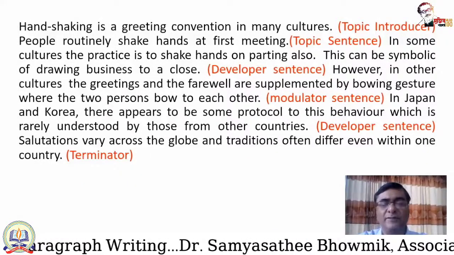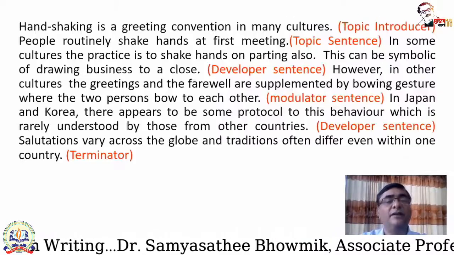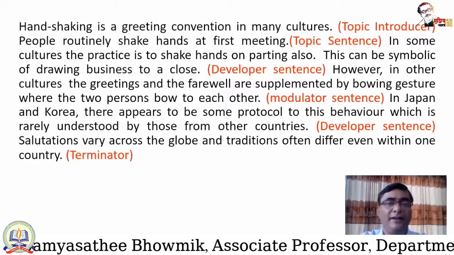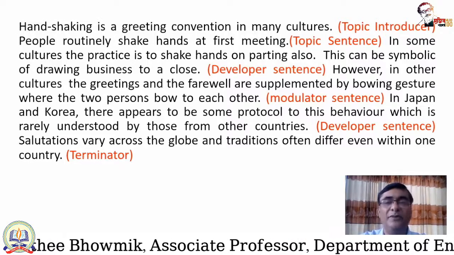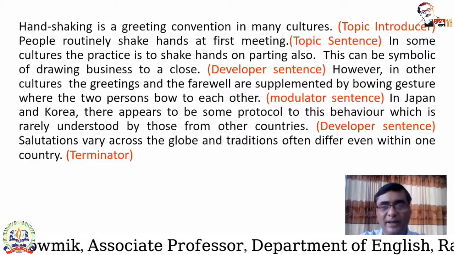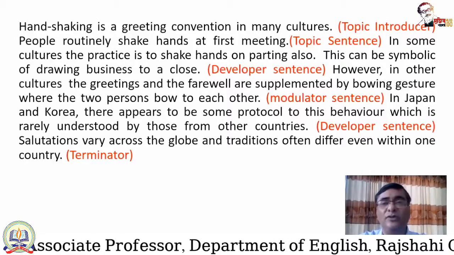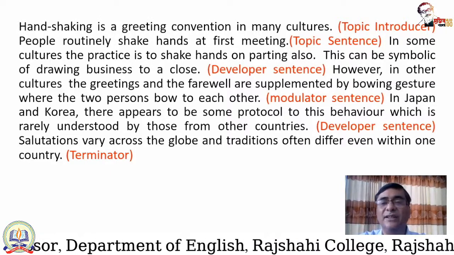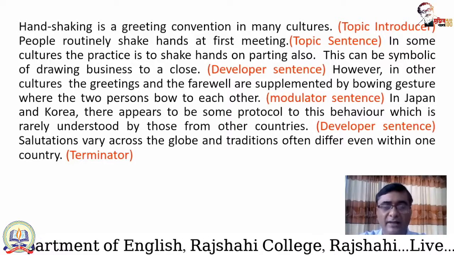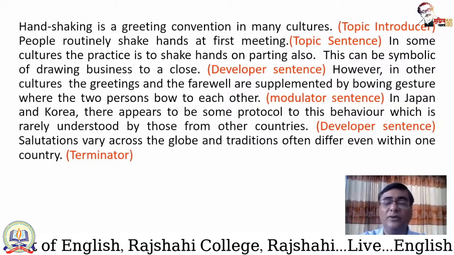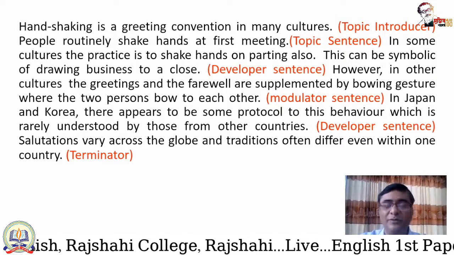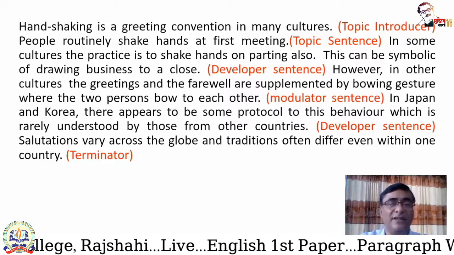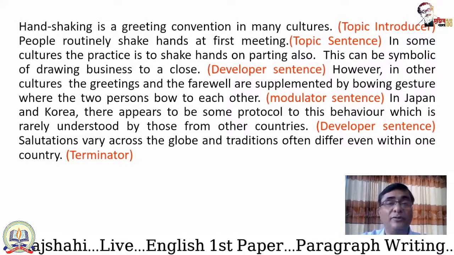Now I am going to explain different types of paragraphs, and over here what we basically observed in a particular paragraph were different parts of the paragraph, and we have noticed over here topic introducer, topic sentence, developer sentence, modulator sentence, and terminator. And I tried to make things clear to you by giving an example of a paragraph. And now we will try to understand different types of paragraphs. So these types are important for second year as well.